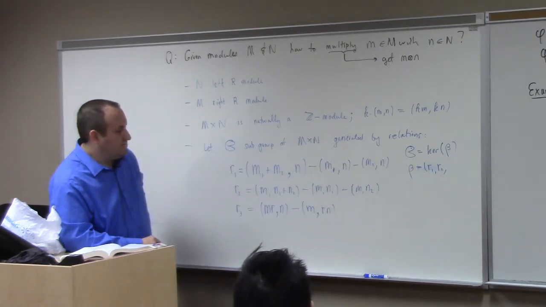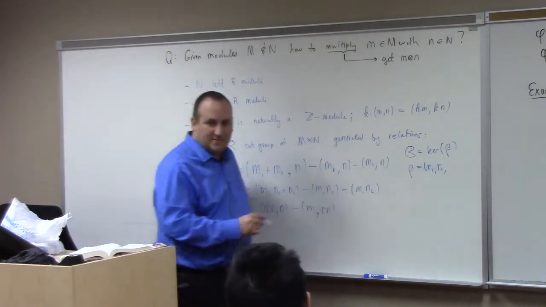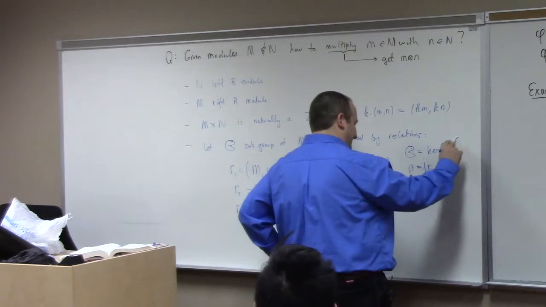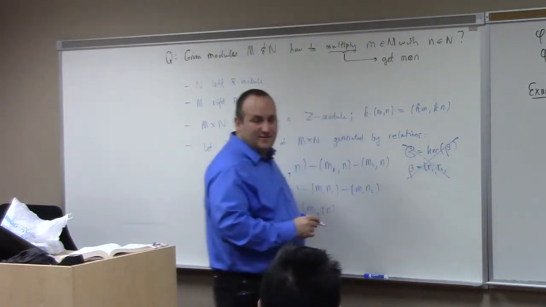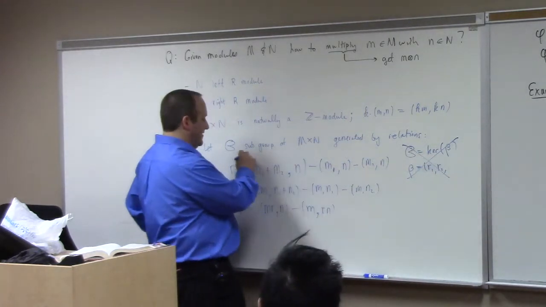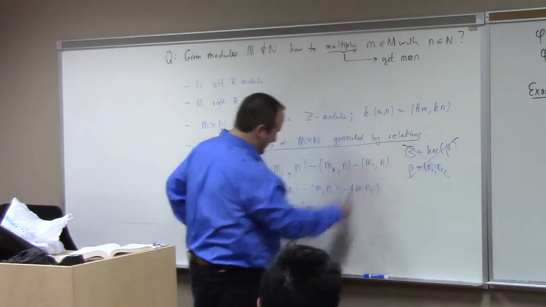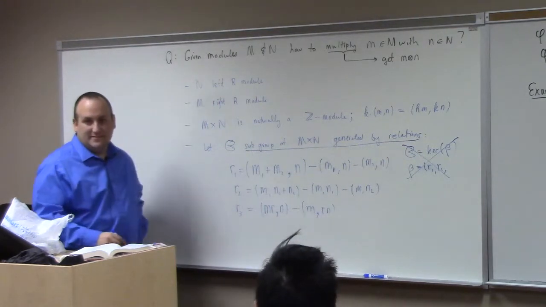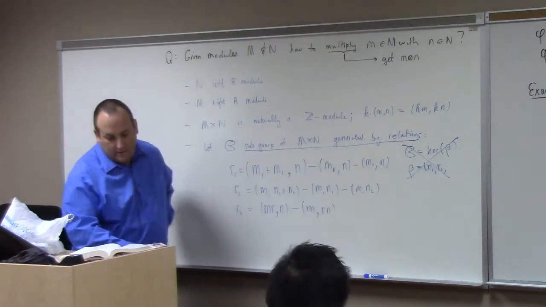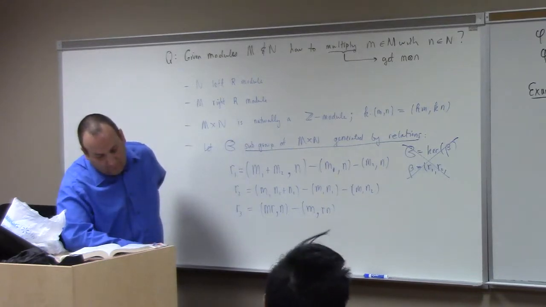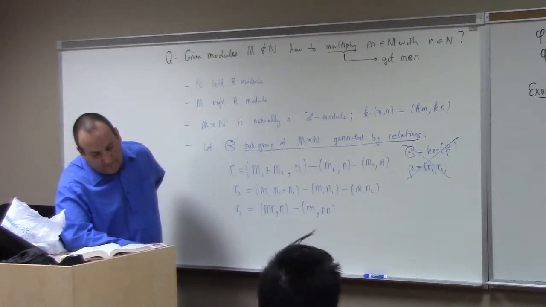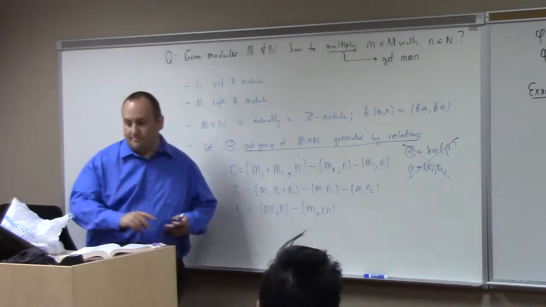So, I mean, this is too simplistic. It's not quite this, right? I should stick with the subgroup generated by the relations, right? And this quotient, all right, is denoted M tensor N.